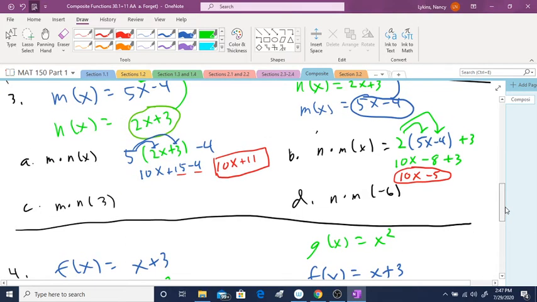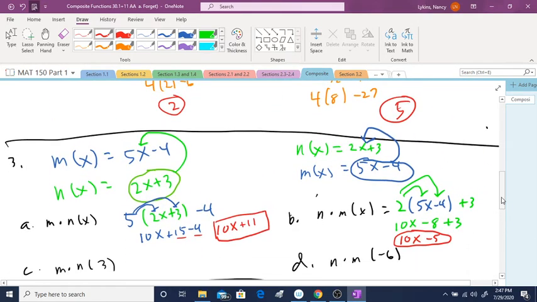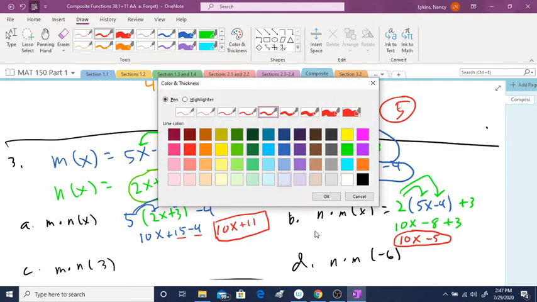Now in part C and D, I've got the values. You just plug them in. So since I know m of n comes first, that's why C is matched up with A. Always look to make sure you're getting the right one. You cannot put part C in the answer for part B or it will be incorrect.